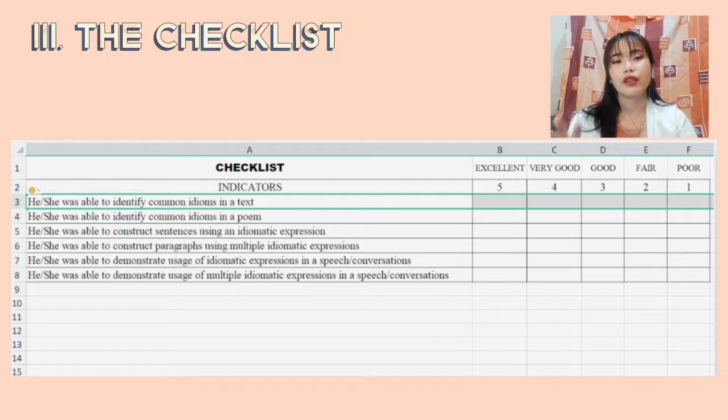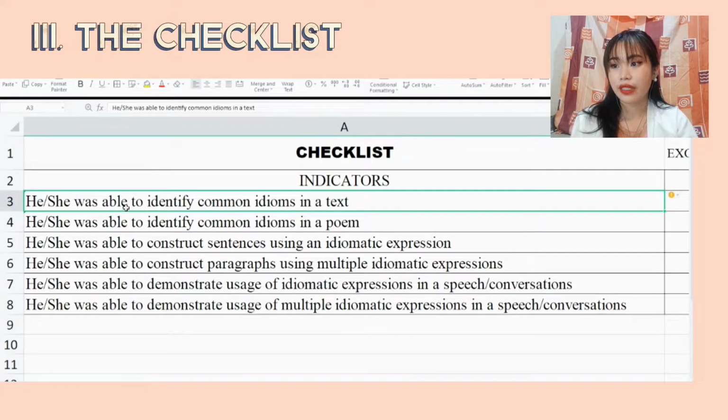So this checklist, let's consider that it is now given to these 4 participants, the student himself, his classmate, the teacher advisor, and the subject teacher. Now, as you can see, we have 6 indicators. The first indicator, as you can read, is he or she was able to identify common idioms in a text. What we mean by a text is a story, a short story, or just a simple paragraph that also contains common idioms. So if you think as a teacher advisor, the student can perform this excellently, then you rate it 5.